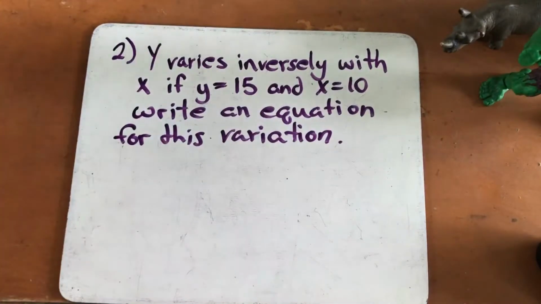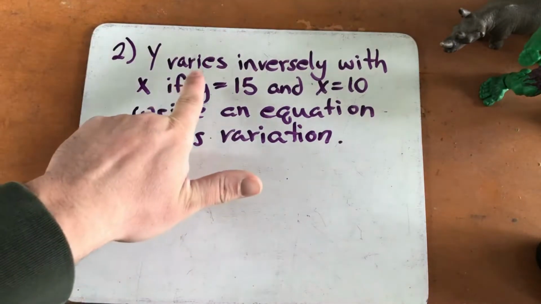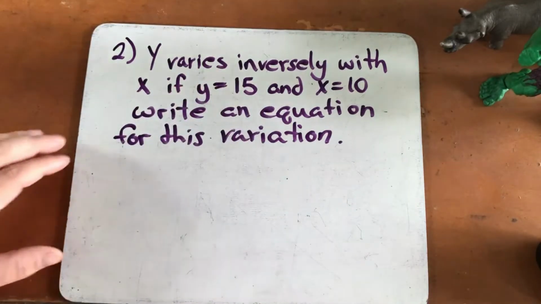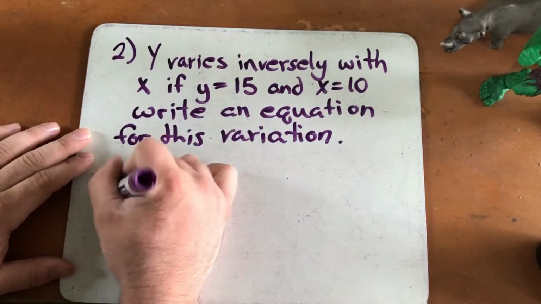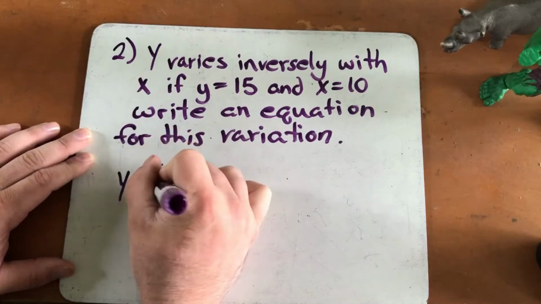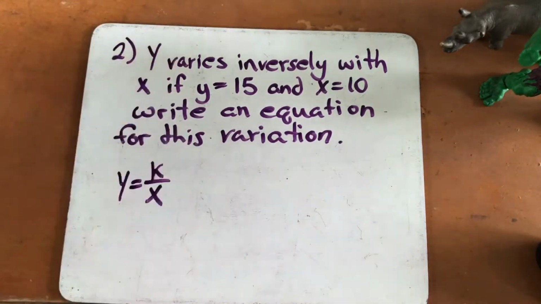The next problem is set up very similarly to the first one, but instead we're told it varies inversely. So y varies inversely with x. Y is 15, x is 10. Write an equation for this variation.